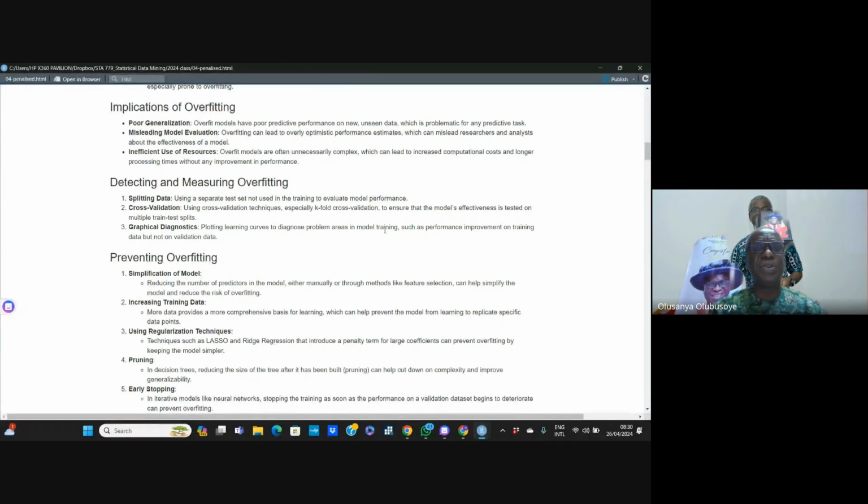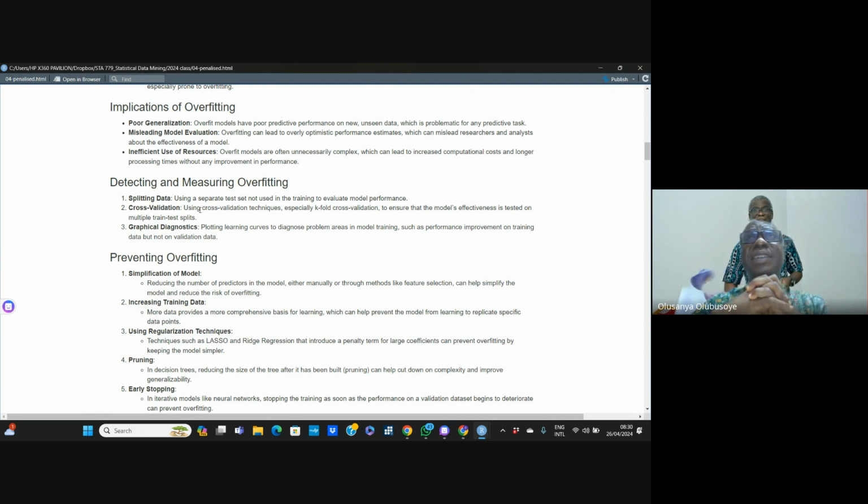So how do we detect and measure overfitting? Yes, we split the data such that we have data for training and data for test. We will use the model in the training and then evaluate it in the test to see the performance.